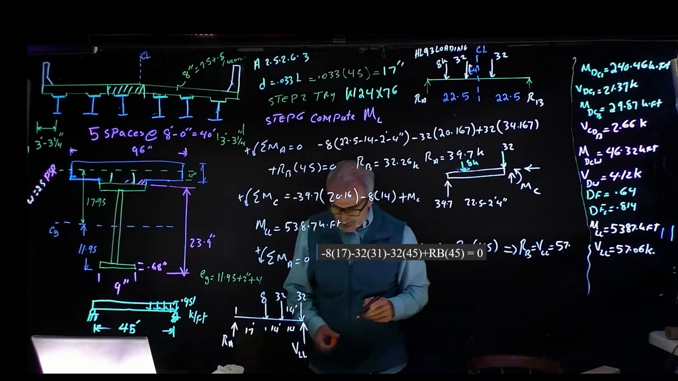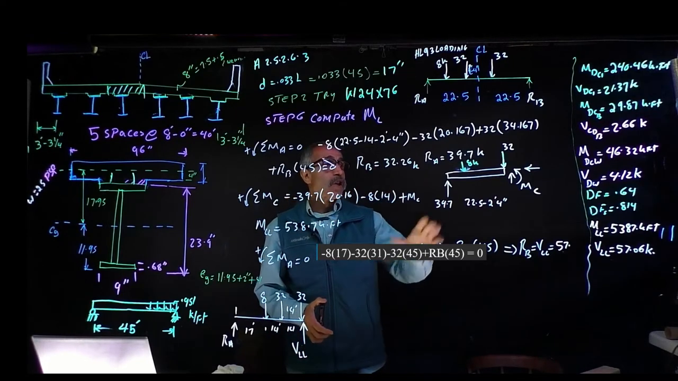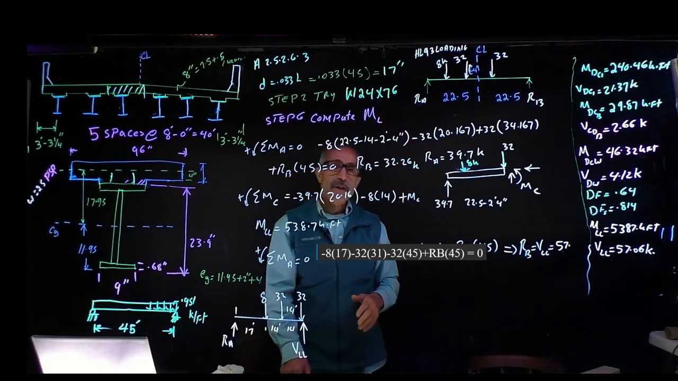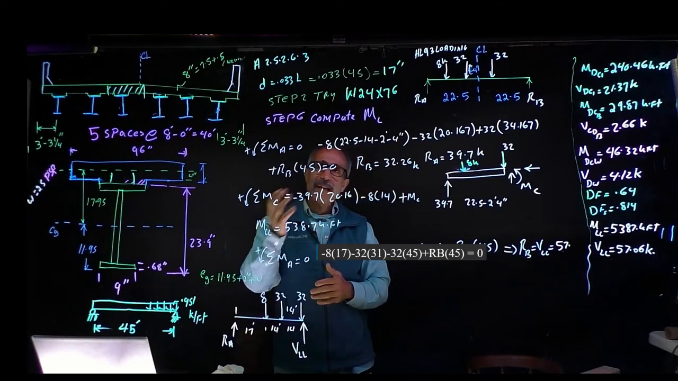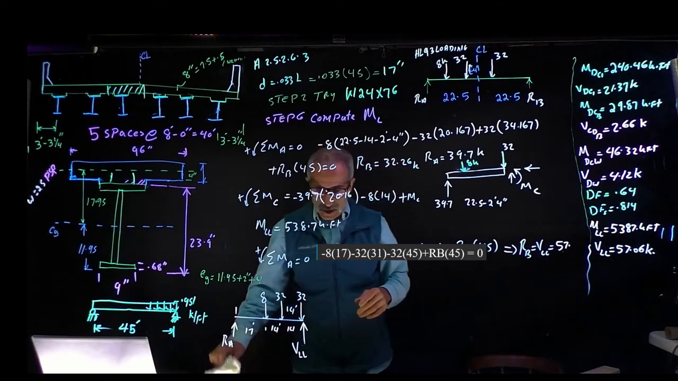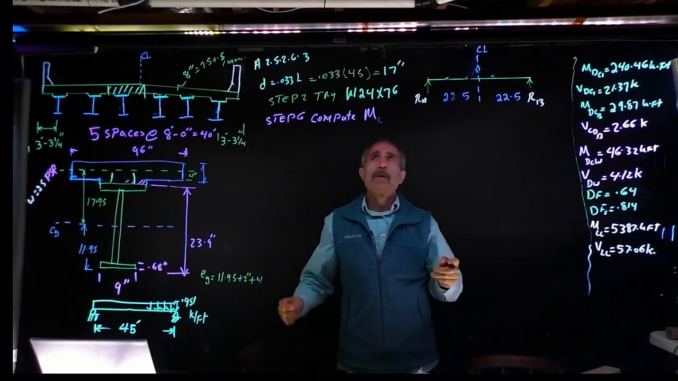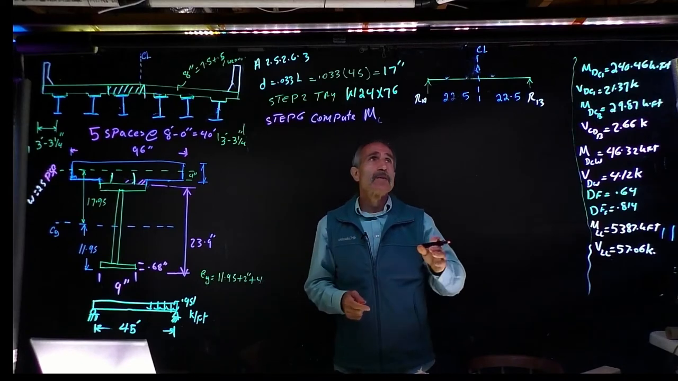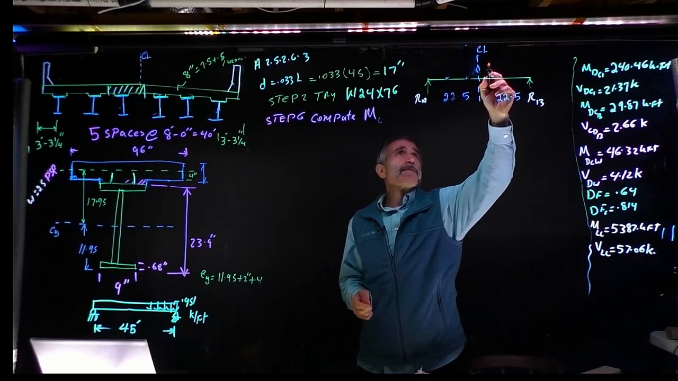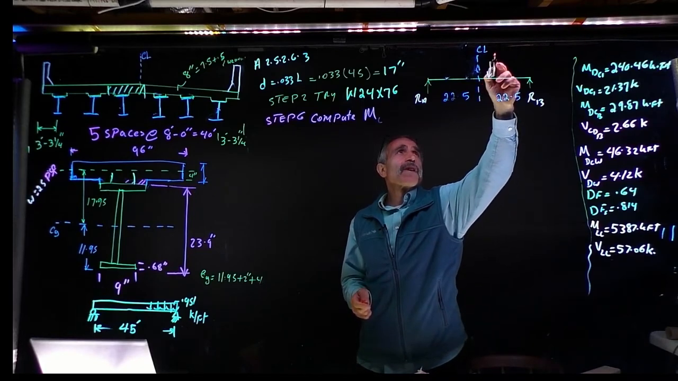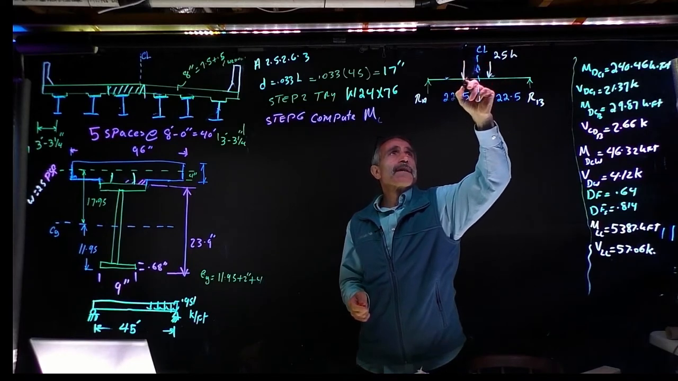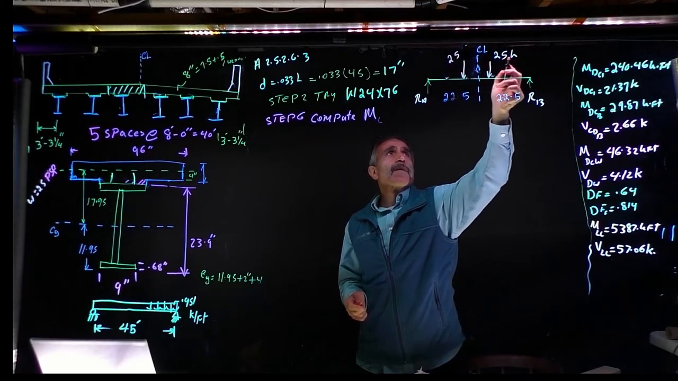So this was loading due to HL93. Now we're going to go ahead and do the tandem loading, to make sure which one controls. So I'm going to erase this right here. We did the HL93, now we're going to do a tandem, and we're going to say the tandem is basically a 25 kip load on both sides, and they're about 4 feet apart.